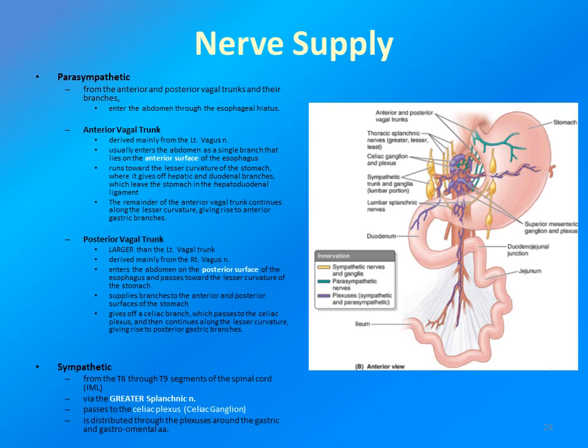The sympathetic component arises from the T6 to T9 segments of the spinal cord, or the IML. Fibers enter the greater splanchnic nerve and pass through the celiac plexus or celiac ganglion. Then the postsynaptic fiber is distributed to the plexus around the gastric and gastro-omental arteries.